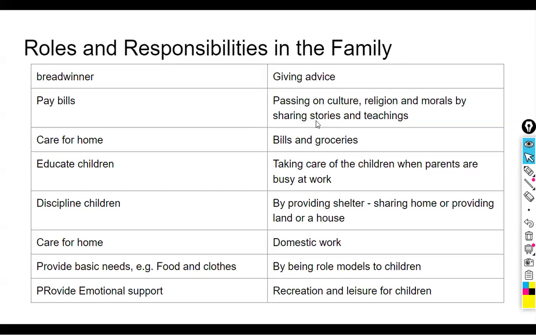All right, so as you are writing, let's talk about who would perform these roles usually. So roles and responsibilities in the family, right? I want you to note this, so please make a list. If you feel like something is repeated, you don't need to write it twice, right? So please note.